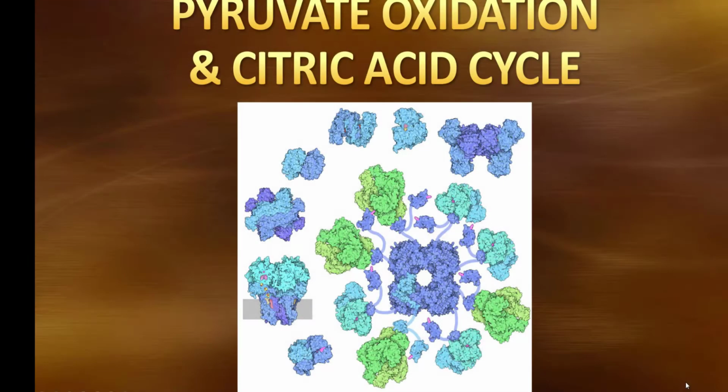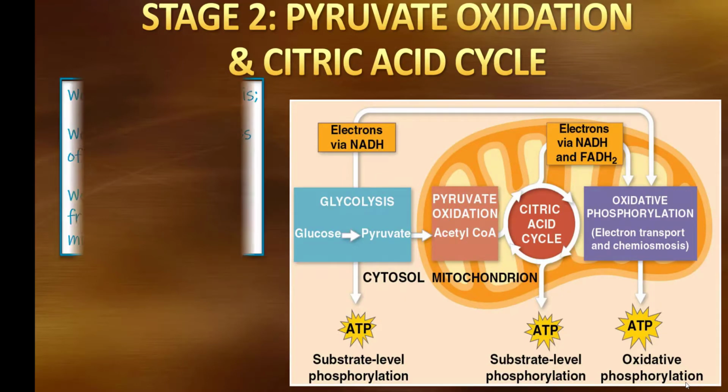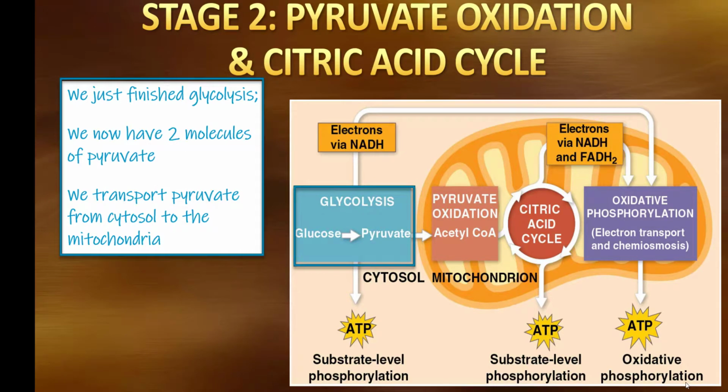This video will take a look at pyruvate oxidation and the citric acid cycle. Recall that this is stage 2 of cellular respiration. We just finished glycolysis, which was stage 1. At the end of glycolysis, we have 2 pyruvate molecules. We took a single glucose, which was a 6-carbon compound. We broke it into 2 3-carbon molecules, which are the pyruvate.